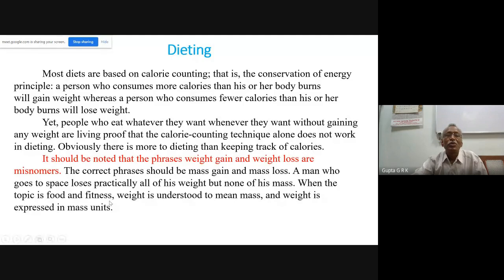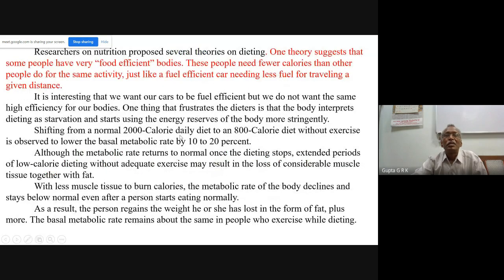So when the topic is food or fitness, weight is understood to mean mass, and weight is expressed in mass units. Right? So that is another important thing. It is discussed in detail how sometimes people consume less, but they become fat. They say, well, I'm taking very little food, but I'm becoming fat. And sometimes people reduce their diet, but they may not become lean. So it actually depends on the body also.